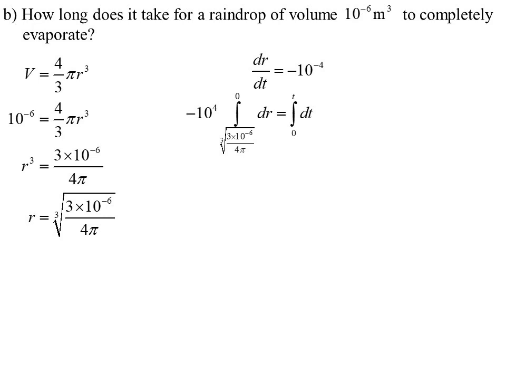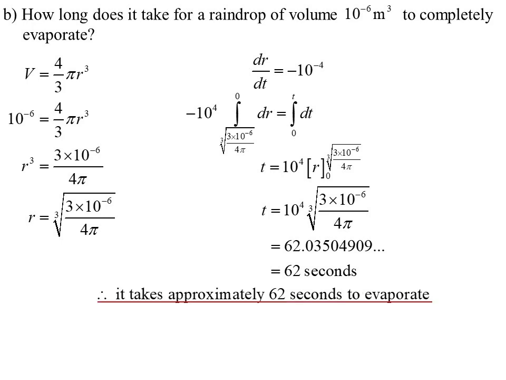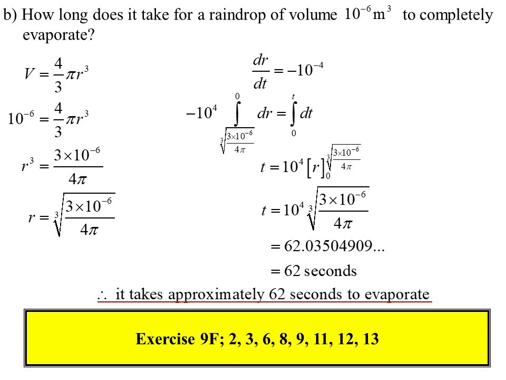Okay, separate out the variables. Isn't this a fun little integral, right? So the lower value is the cube root of 3 times 10 to the negative 6 over 4 pi, and we're going to 0. Time, there's the classic 0 to t. So t will equal 10 to the power of 4 times r. Notice I've changed the negative, so I've flipped the limits. 0's on the bottom now, cube root of all that stuff is now on the top. And when we punch that all in, we end up with 62 seconds. So 62 seconds we get. So that's how long it takes to evaporate. 9. We'll add that to our collection of questions.